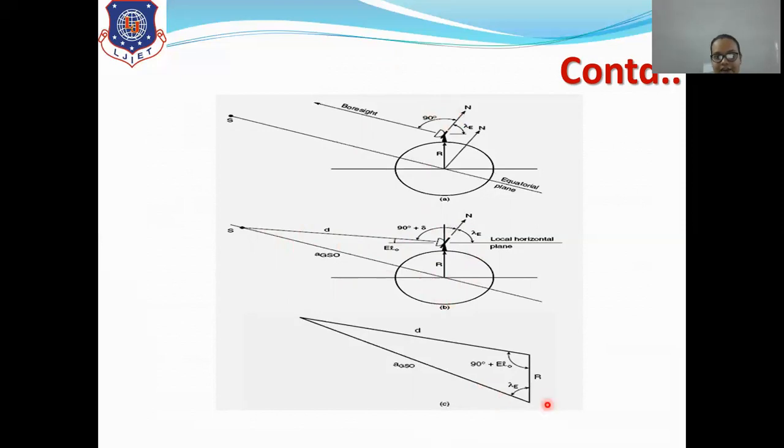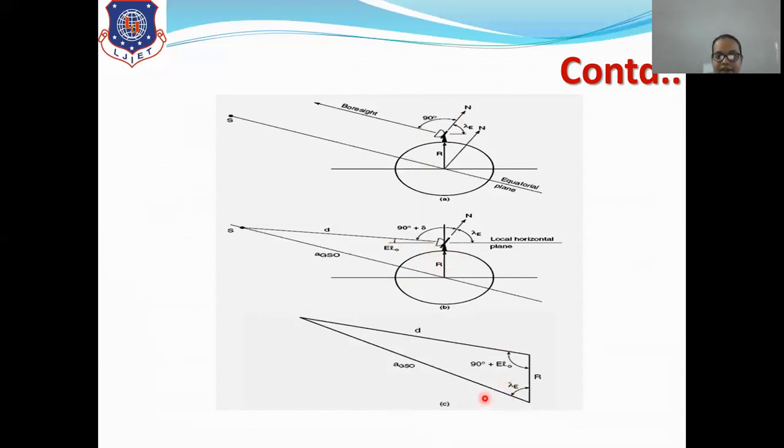So what you will find is, this is R, then this is D, and here that is AGSO. And now this is lambda e. So from this, this will also be equal to lambda e, alternate angles. So it will be equal to lambda e, right? And here this angle, which angle are we talking about? As this angle is 90, this angle will also be 90. So there is 90 plus EL0.